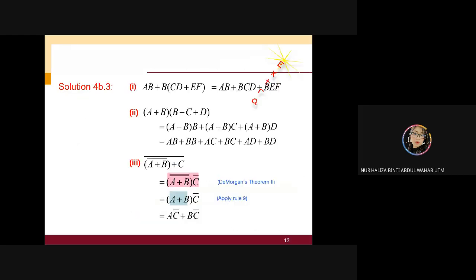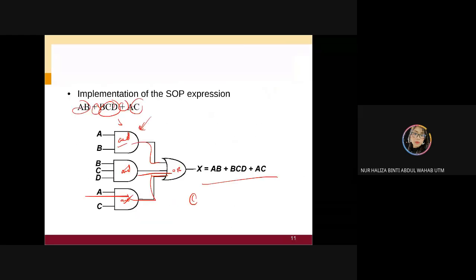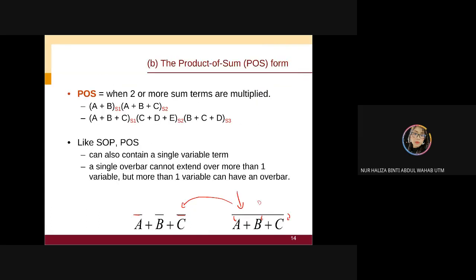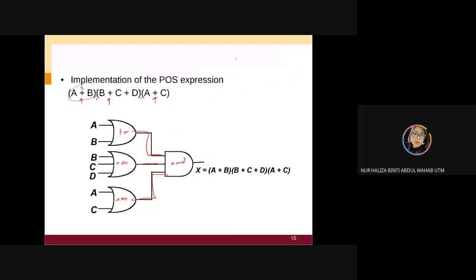Different with the SOP, it is AND gate first, and then you have OR gate. But for POS, you have OR gate, then you're going to have AND gate. So that is the difference for the circuit loops. Is it okay for this part?